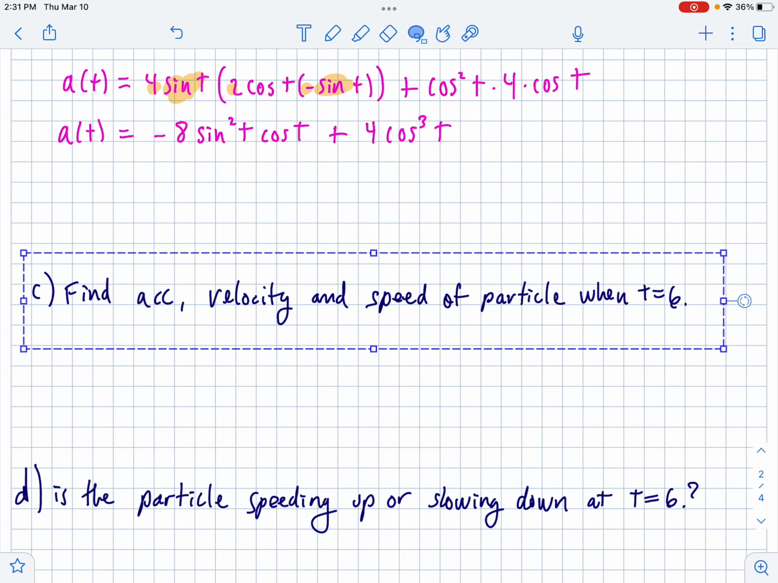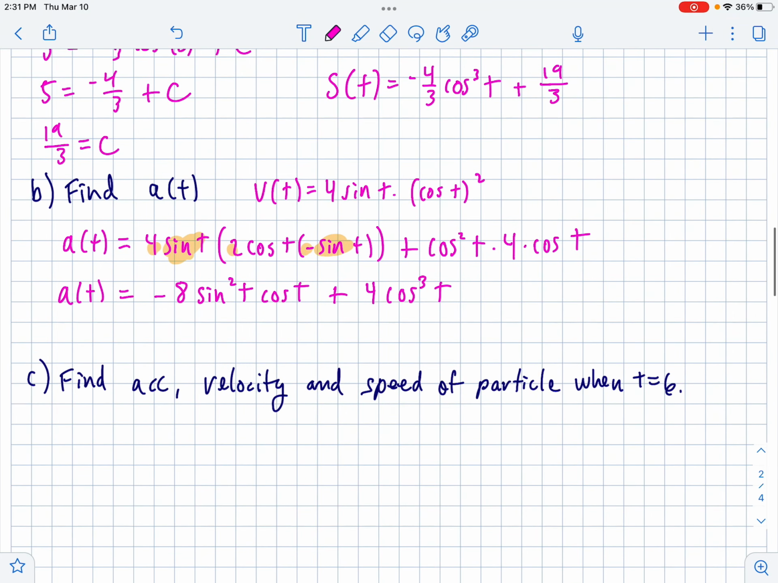Now, find acceleration, velocity, and speed of the particle at t is equal to 6. So if I move this up here, we're going to have to do s of 6. So the s was negative 4/3 cosine cubed of 6 plus 19 over 3. This is the part where it's okay to grab that calculator. You can't really do this by hand. But you're just putting 6. Oh, it doesn't ask for, sorry. I thought it said displacement after 6. Oh no, I lost the t and velocity or the y. It wants acceleration and velocity.